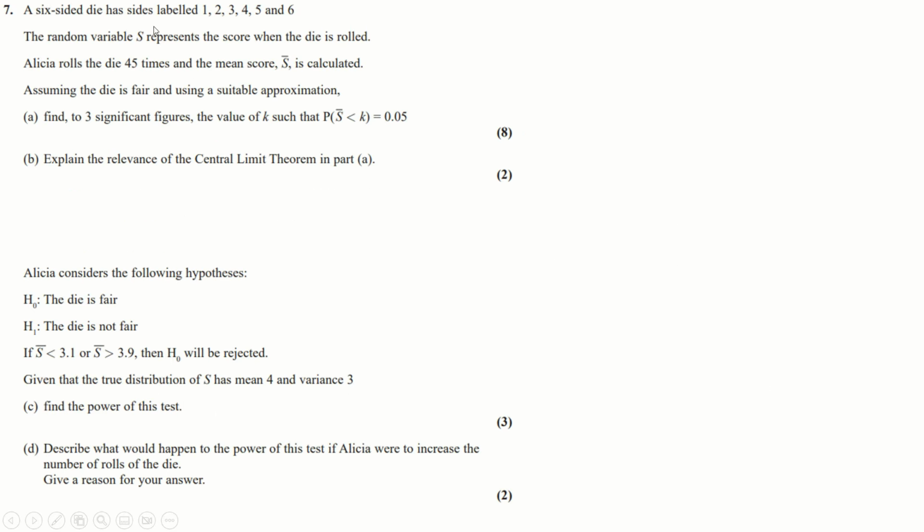And the very last question then, we've got a dice labeled this. We're assuming it's fair, I guess, for the starter list. I suppose 45 times the mean score as is calculated.